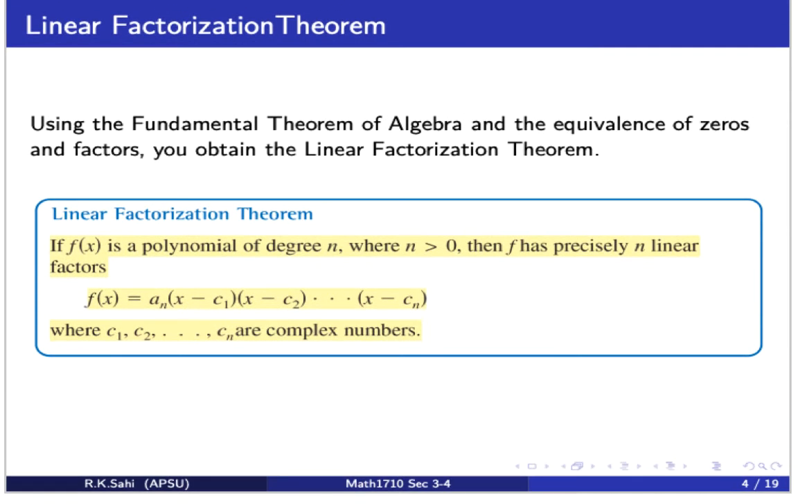Now, this problem talks about the linear factorization theorem. The linear factorization theorem states that if we have a polynomial of degree n, where n is strictly greater than 0, then this function or polynomial has precisely n linear factors. And we write this function as a sub n, a coefficient, guys, just remember that, times x minus c1 times x minus c2 dot dot dot x minus cn. Now these ci's, c1 to cn, these are complex numbers. Remember, complex numbers include the real number system. Okay, moving forward.